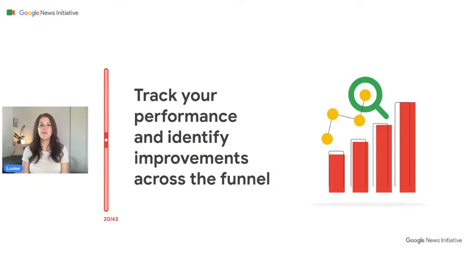So moving on to section 2 then, our second topic of the day. We are looking at how we can identify ways of tracking your organization's performance and identifying areas of improvement across the funnel. So what does success look like? What are the metrics to measure and where are the areas that we can improve? So let's walk through this in a little bit more detail for you.